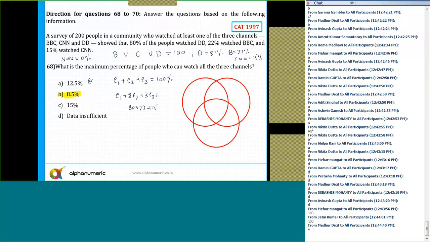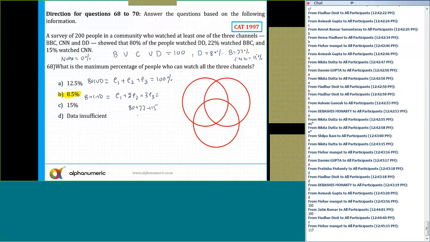The first part represents B union C union D, and the second part is basically B plus C plus D, which is equal to this. And what is 80 plus 22 plus 15? It will be equal to 170 percent. Now take the difference between these two. If I take the difference, I get E2 plus twice E3, which is equal to 17%.